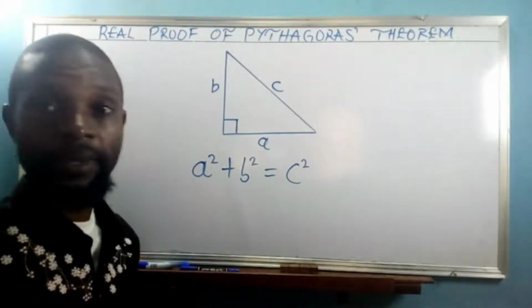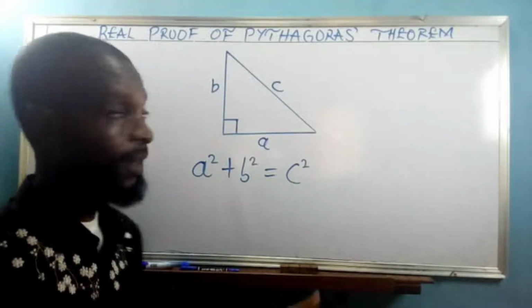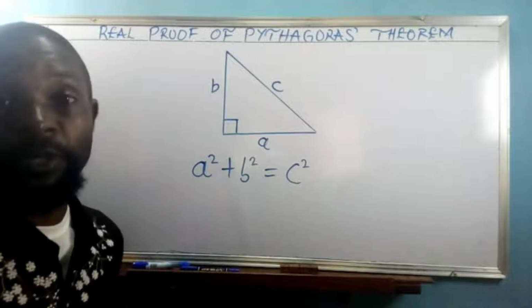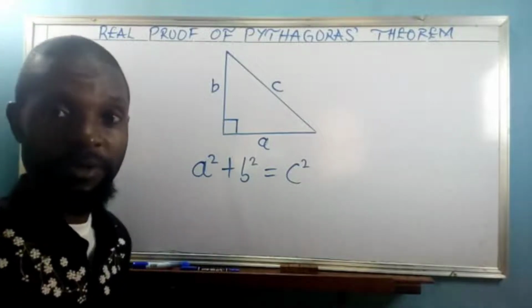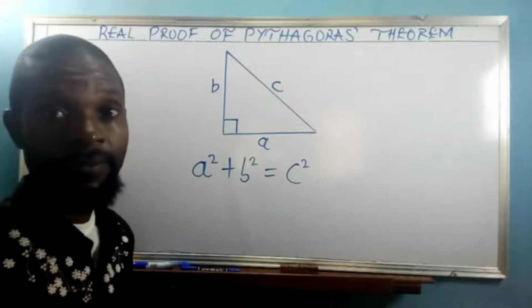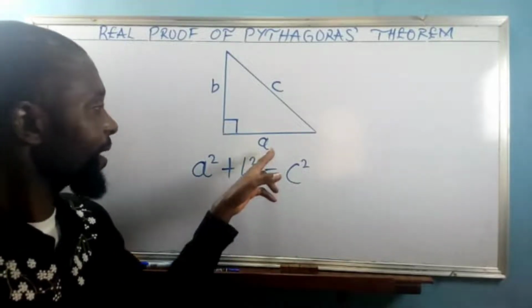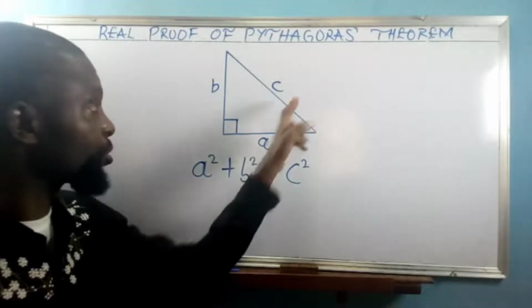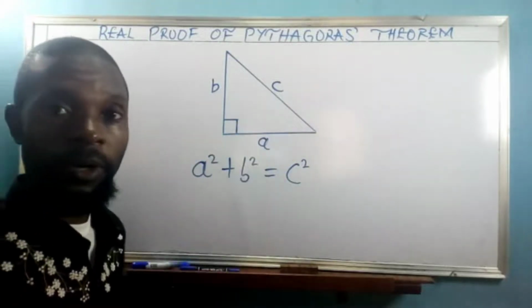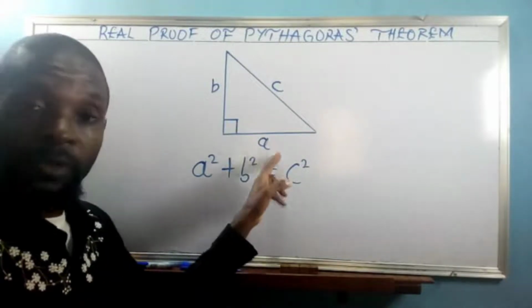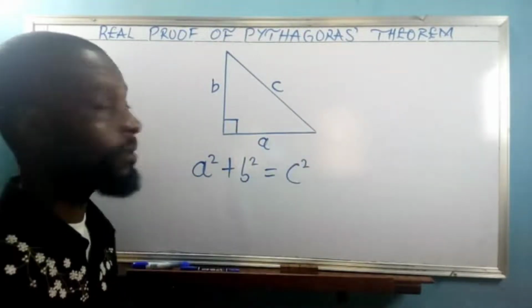Pythagoras is one of the mathematicians that propounded the laws that we are using to solve a right angle triangle. So Pythagoras theorem states that the addition of the square of the two adjacent sides will be equal to the square of the hypotenuse. The addition of the square of two adjacent sides will be equal to the hypotenuse.